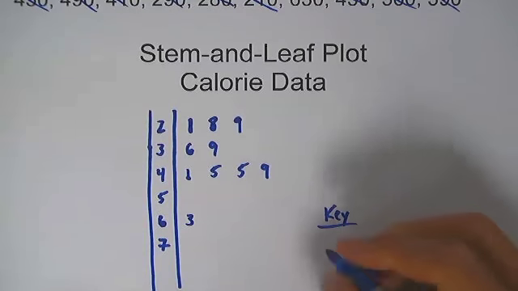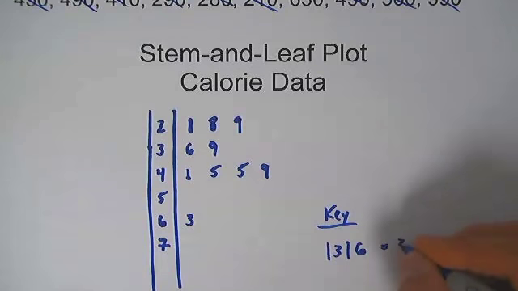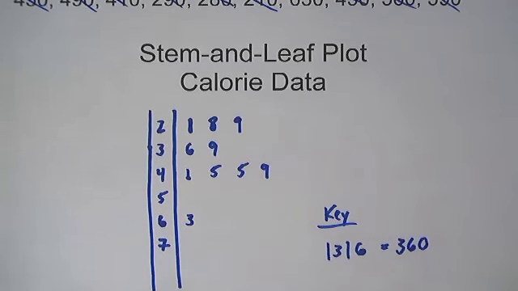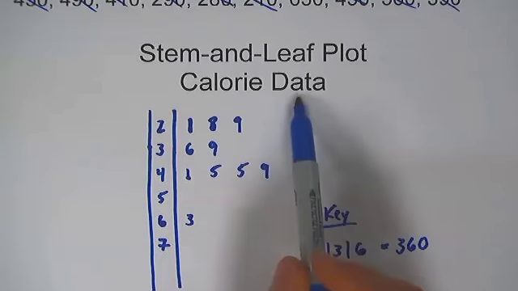So it's important that down here in your key, you just give an example. So I would say if 3 is in the stem and 6 is a leaf, this would represent 360. So this would now be a stem and leaf plot for the calorie data for Subway.